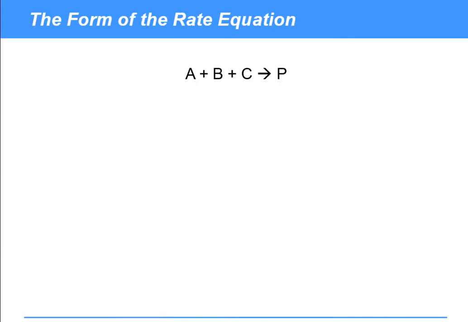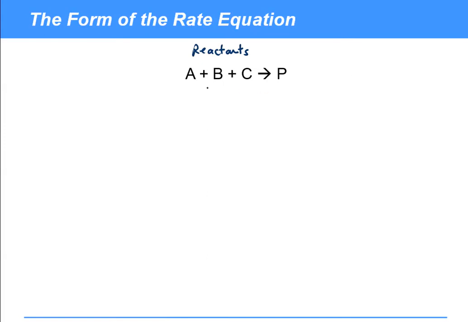So imagine that we've got this reaction here that's happening. We've got three reactants here, and they're forming a single product. Let's call it P. Now the rate equation, sometimes known as a differential rate equation, is the following equation.